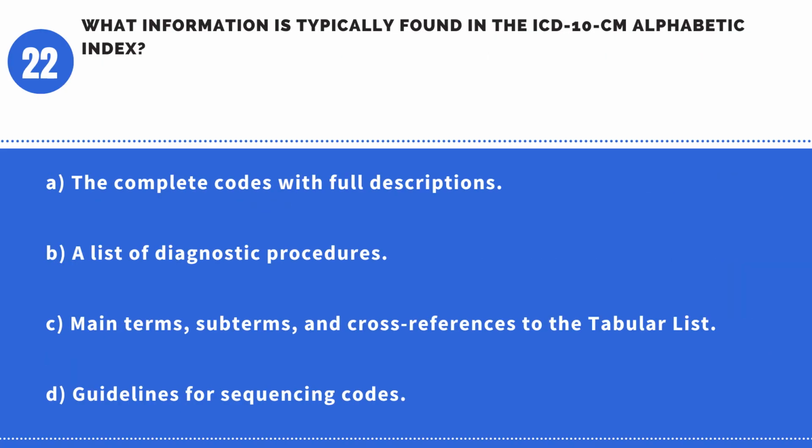Question 22. What information is typically found in the ICD-10-CM alphabetic index? A. The complete codes with full descriptions. B. A list of diagnostic procedures. C. Main terms, subterms, and cross-references to the tabular list. D. Guidelines for sequencing codes.